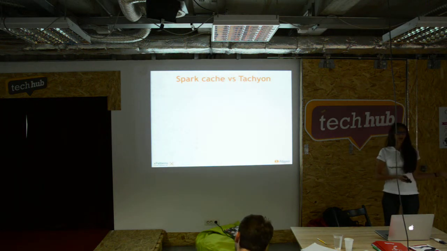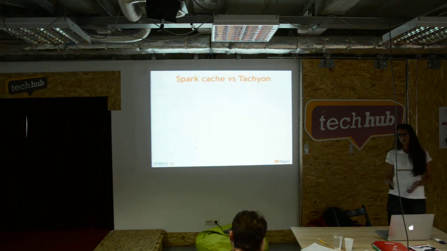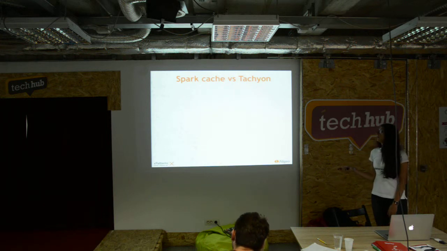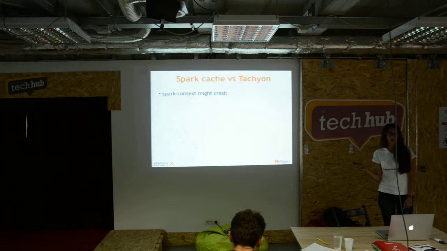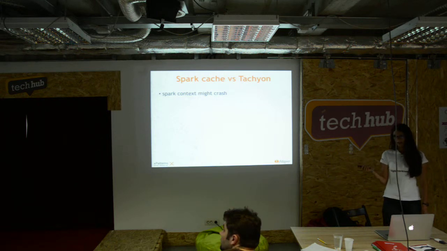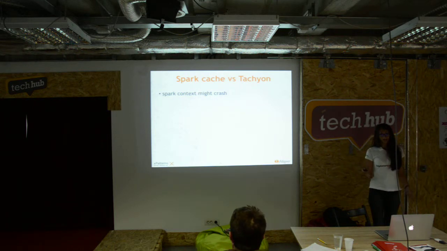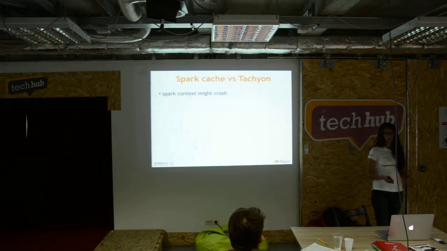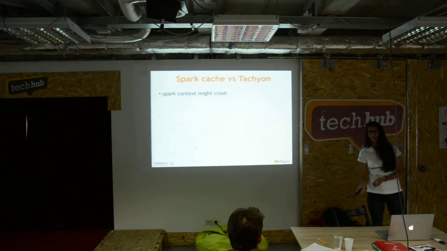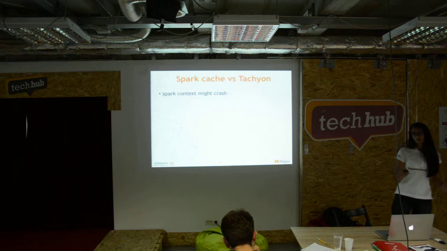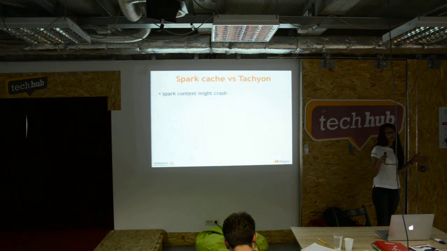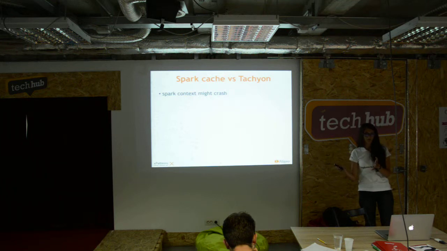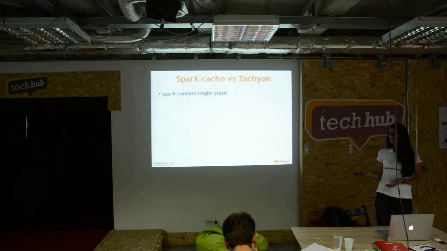But having Spark Cache, why do we encourage you to use Tachyon? Well, there are a set of reasons. The first one is that the Spark JVM sometimes might crash, and it does crash. And if it does crash, you will lose the data from memory. Using Tachyon, you won't deal with this because the data will be outside the Spark JVM. So if Spark dies, you will still have the data in memory.